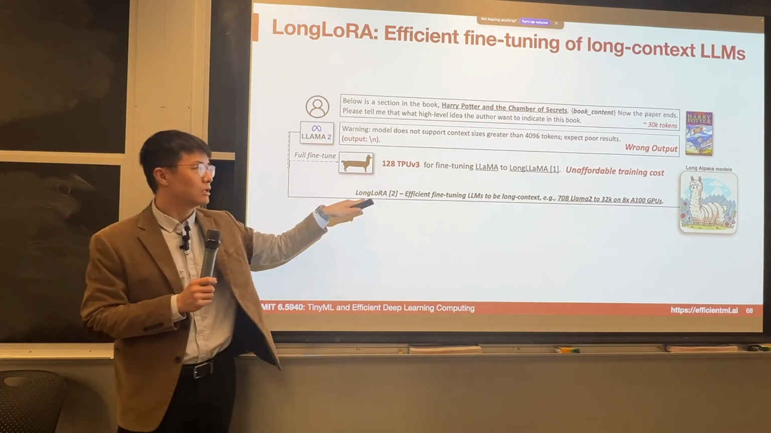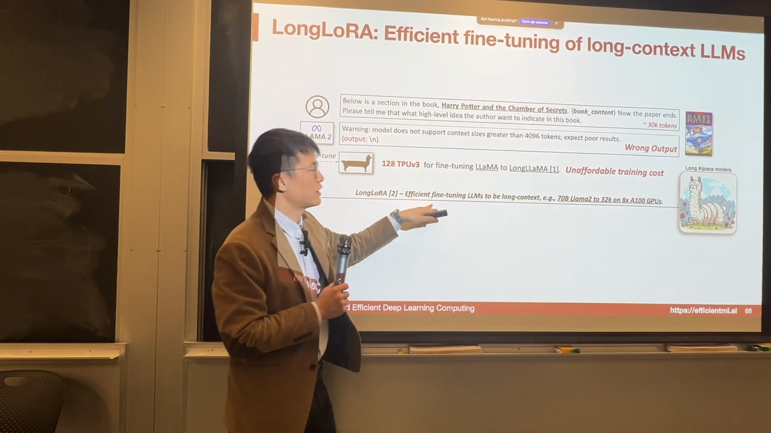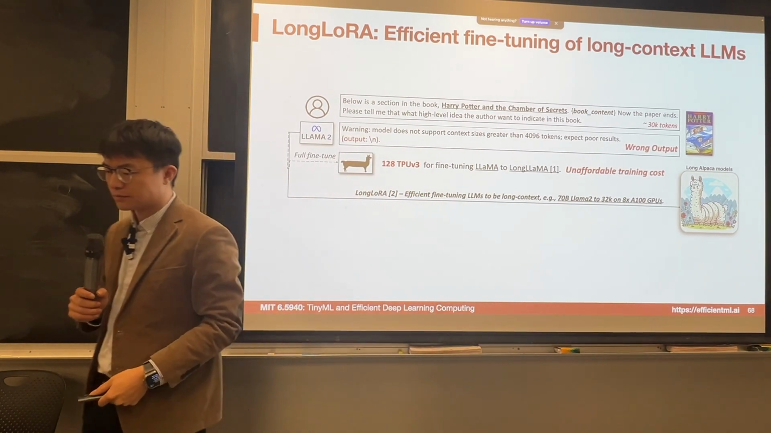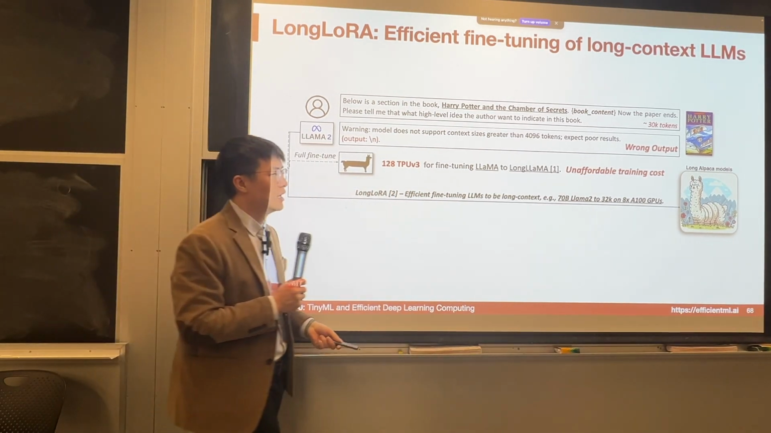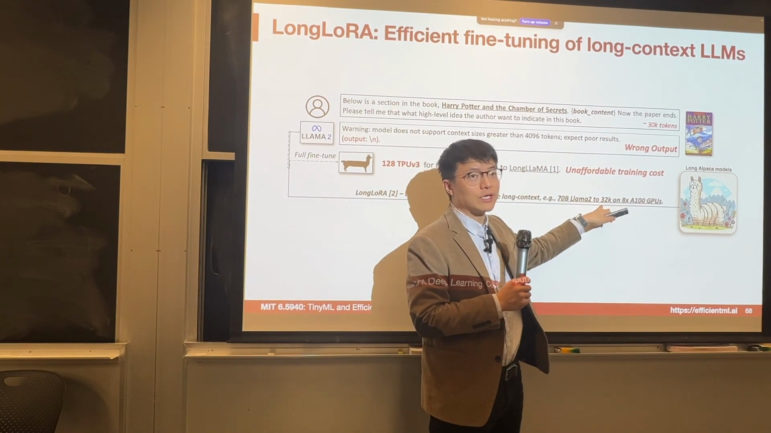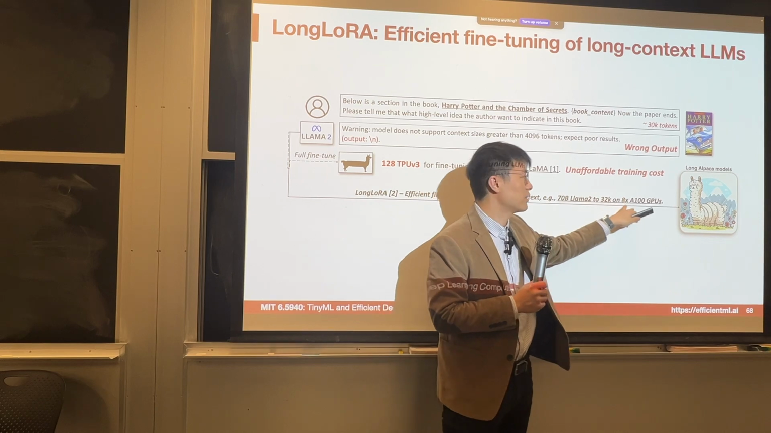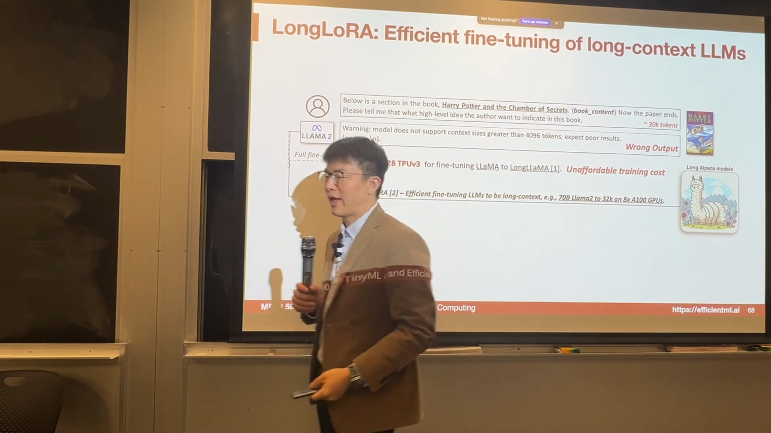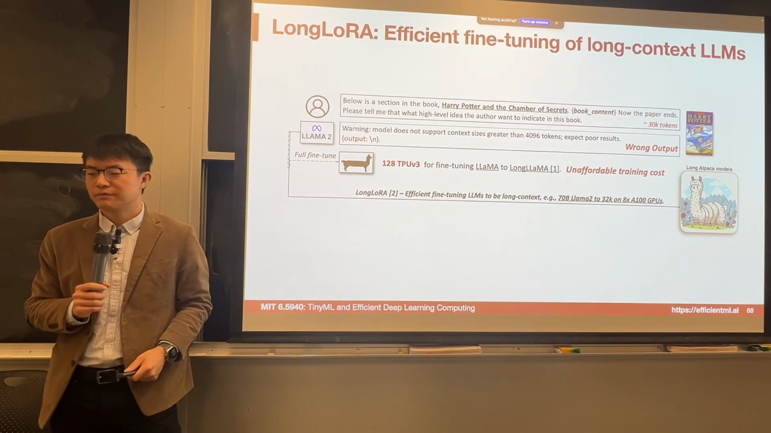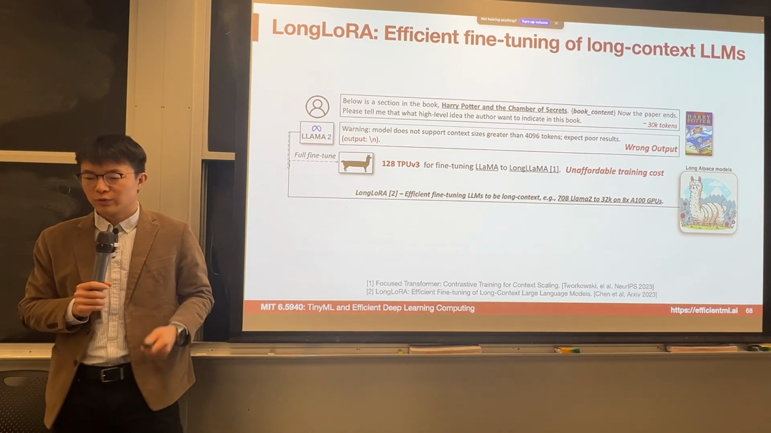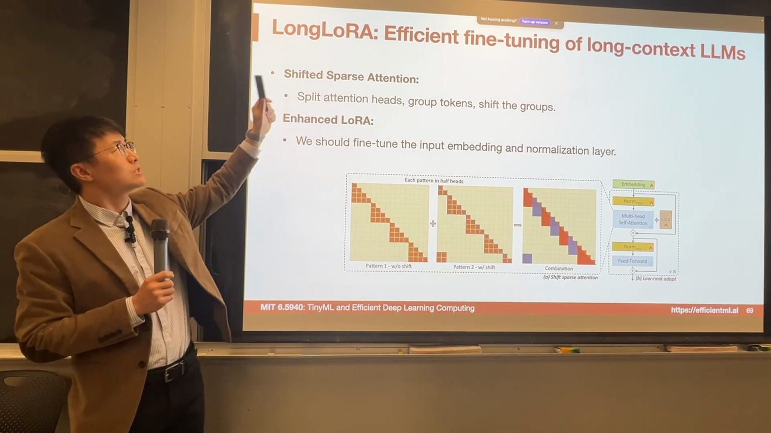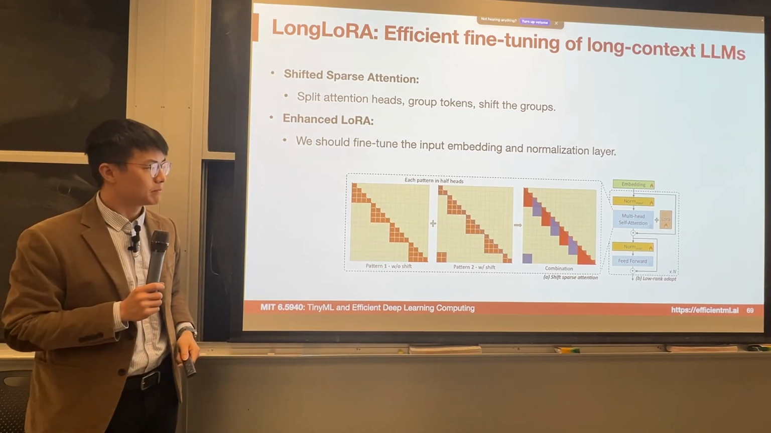So we designed this LongLoRA technique, efficient fine-tuning of large language models to be long context. And we can fine-tune 7 billion parameter Llama 2 from 4K to 32K context length on a single node that has 8 A100 GPUs. How did we achieve that? We introduced two techniques. One is the shifted sparse attention.